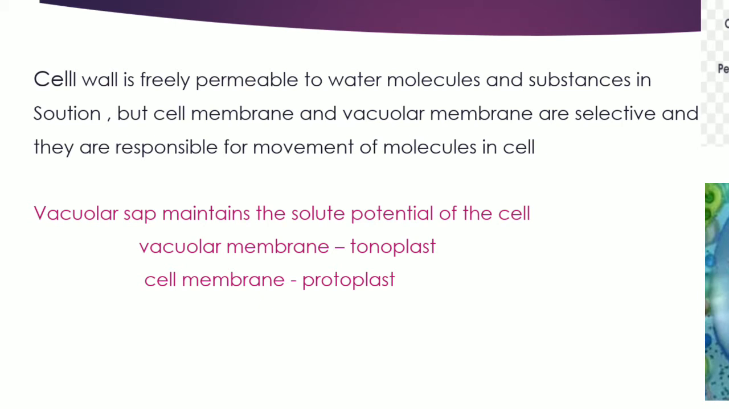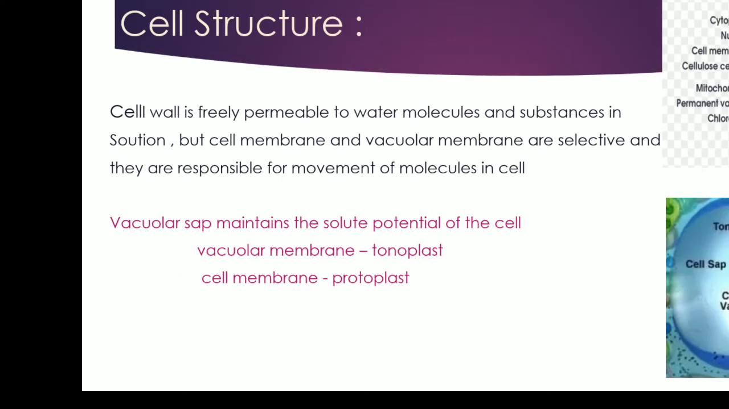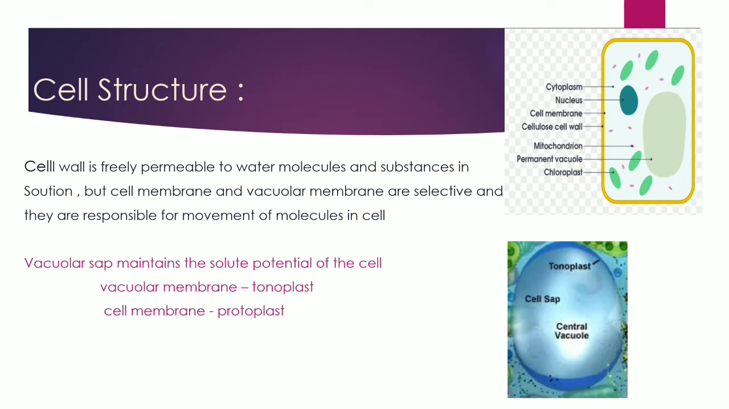Next, the vacuolar sap maintains the solute potential of the cell. This is the major function of the vacuolar sap. The whole concentration gradient is maintained by the vacuolar sap, which maintains the solute potential of the cell. Based on that solute potential, the diffusion process may occur and the movement of water molecules also may occur. The vacuolar membrane is called the tonoplast, whereas the cell membrane is called the protoplast. This is about the cell structure.